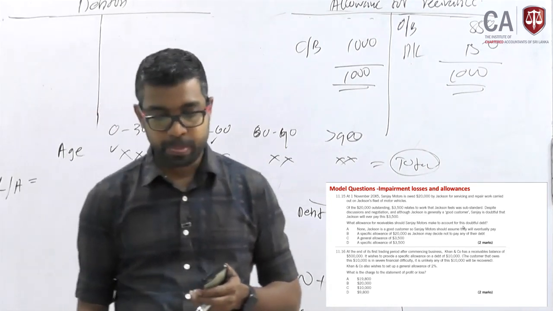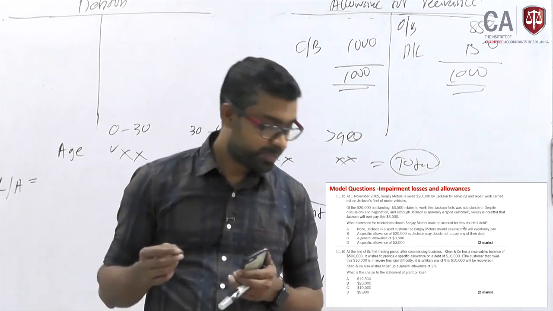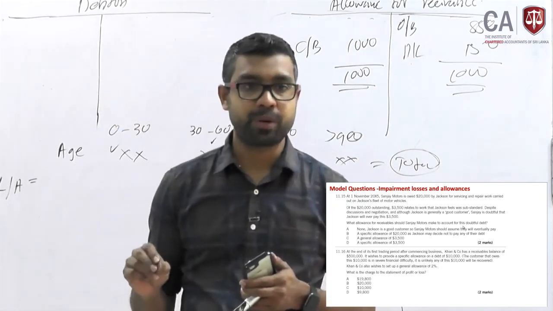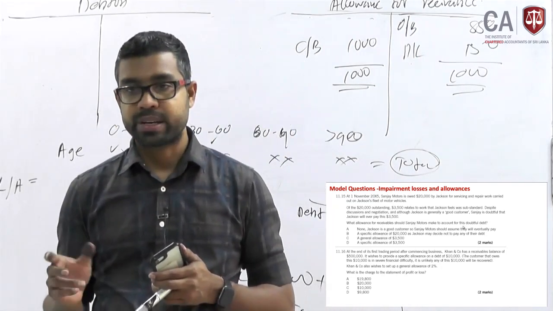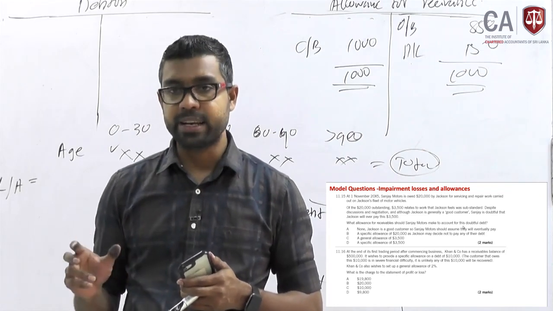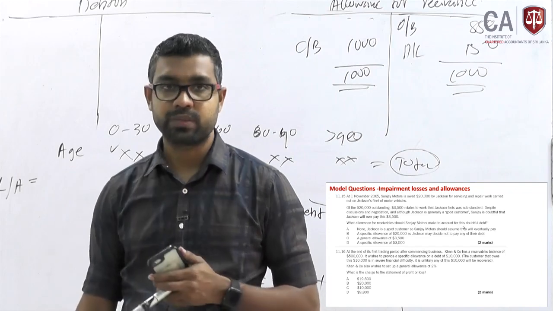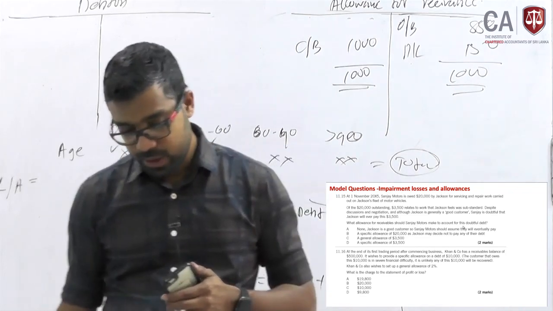So the answer is D. A specific allowance for 3,500 should be recognized. This is not a general provision across all transactions; this relates to one specific customer. Therefore a specific allowance of 3,500 should be recognized.